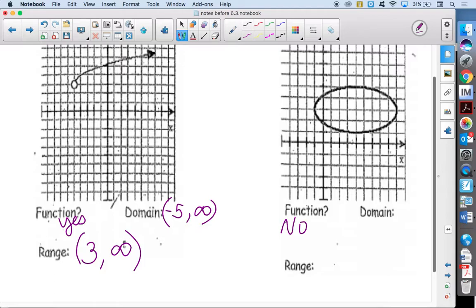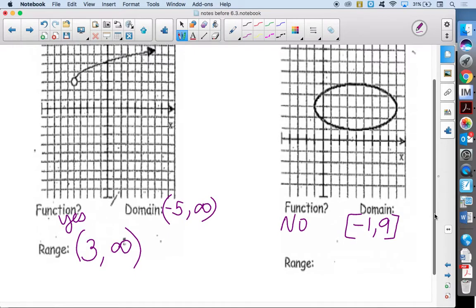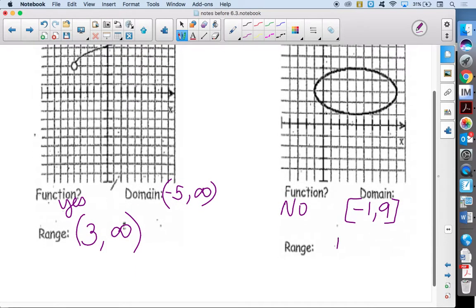Erin, do you know what the domain is for the number 4 graph? It's -1 and 9, and -1 is a bracket, and 9 is also a bracket. Good. How about the range, Erin? It's 1 and 5, and they both have brackets. Perfect. 1 and 5, and they're both brackets. Alright, questions on those 4?